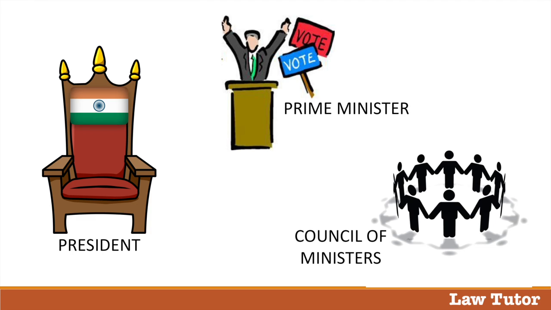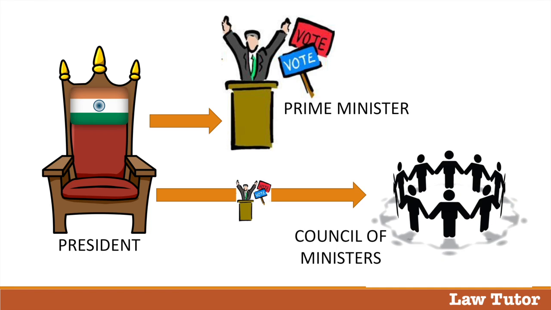According to the Constitution, the President can only act on aid and advice of the Prime Minister and Council of Ministers. The President appoints the Prime Minister, and on advice of the Prime Minister, the President appoints the Council of Ministers.